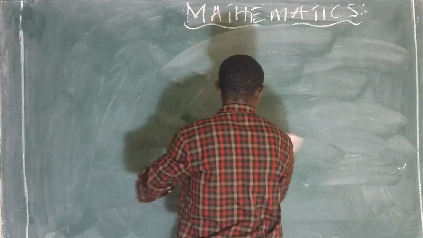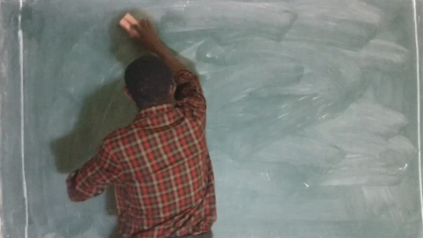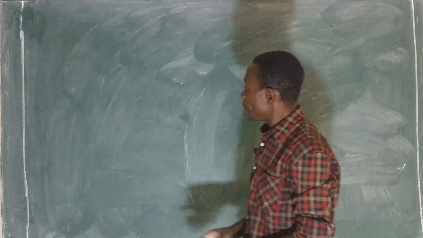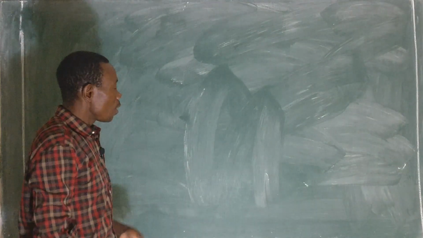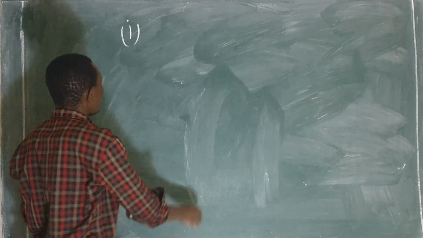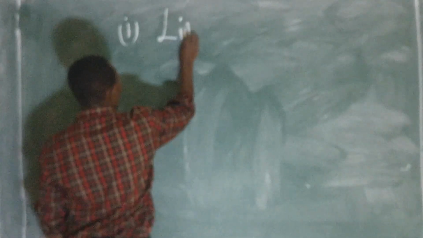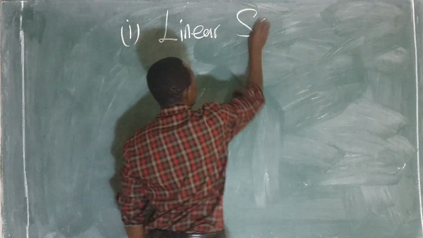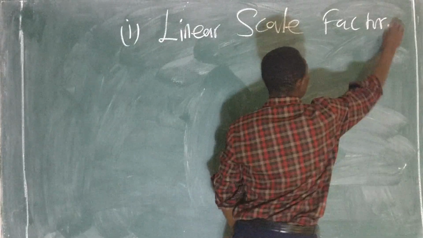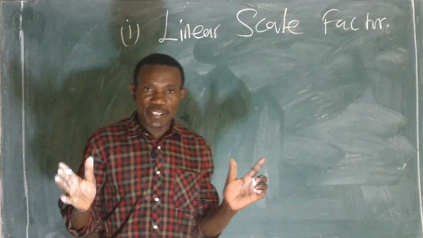Basically, what we are going to be introduced to here are two main things. One, category 1, we'll be looking at what we call the linear scale factor of the similar figures.